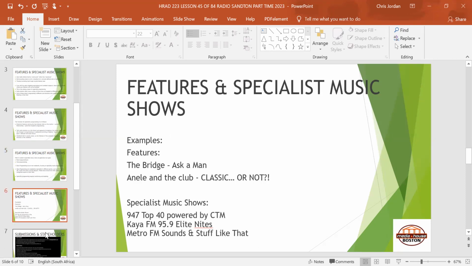Okay, so features and speciality examples. For example, the bridge, Oscar Man, Anele in the club, is classic or not. So those are features, right? Oscar Man is very popular. If I'm just going to put it out there, it's probably the most well-known feature at the moment, thanks to Bonang. Whoever is hosting now, I'm not too sure. That show keeps changing hosts. At the current moment, the feature still remains, but the host who changed doesn't really matter.